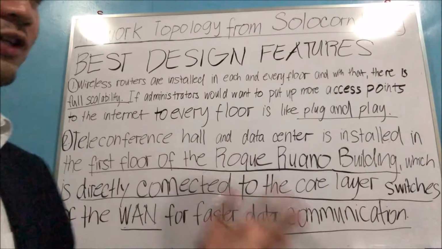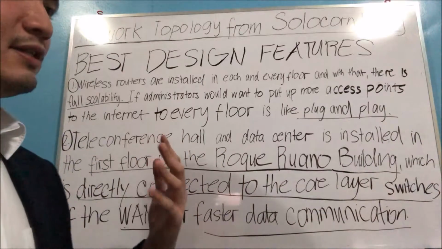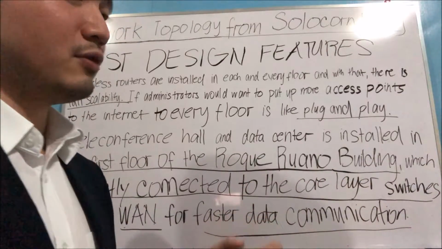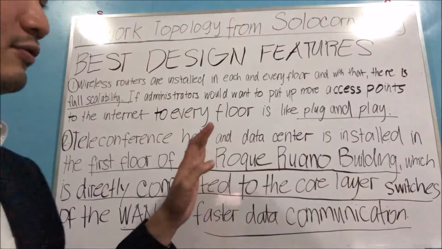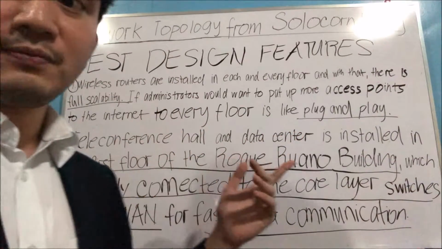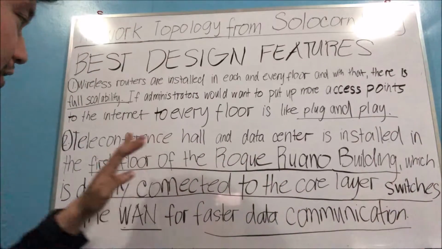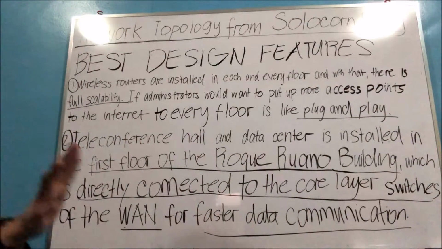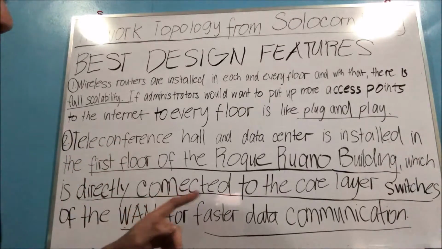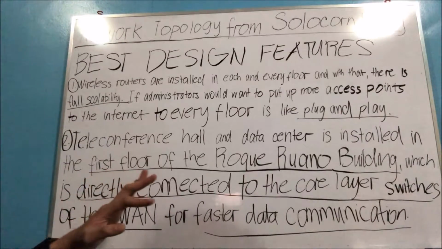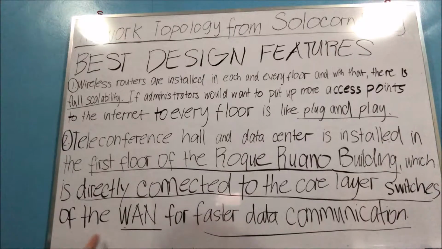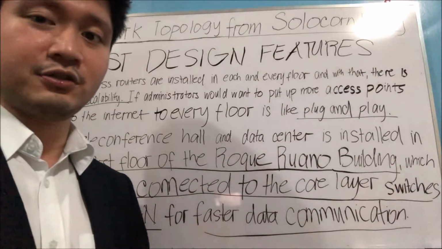If there is a connection problem, there would just be disconnecting and reconnecting it in order to gain access to the internet. So it would not be complicated for the administrators. For the second best design feature of our proposed project, our teleconference hall and data center are installed on the first floor of the Roque Roaño building, which is directly connected to the core layer switches of the WAN for faster data communication.